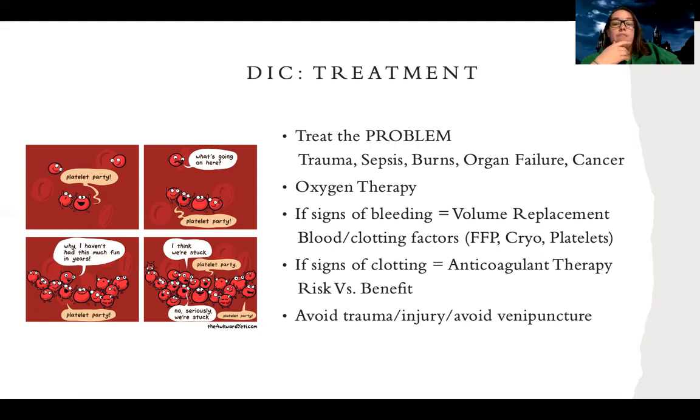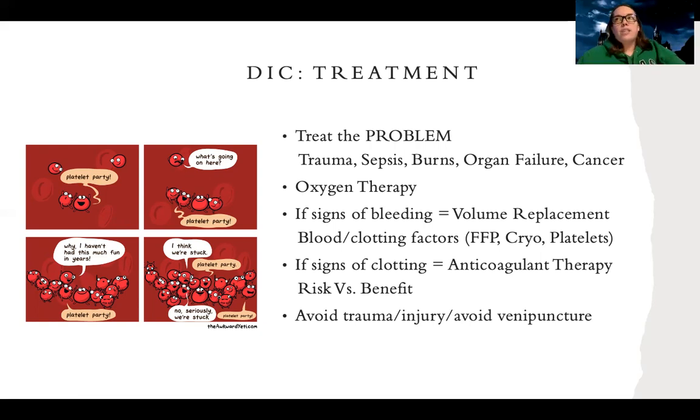And then if there's signs of bleeding, of course, I need to replace whatever's missing. So volume replacement, blood, clotting factors, and we give clotting factors through giving FFP and cryo and platelets, replacing again whatever they're low on. If there's signs of clotting, sometimes we'll do anticoagulant therapy.